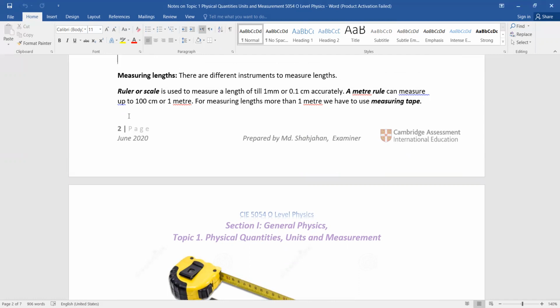There are different instruments for measuring lengths. A ruler or scale is used to measure a length accurate to 1 millimeter or 0.1 centimeter. A meter rule can measure up to 100 centimeter or 1 meter. For measuring lengths more than 1 meter, we have to use a measuring tape. So you know all these things, right? These are easy for you, right?